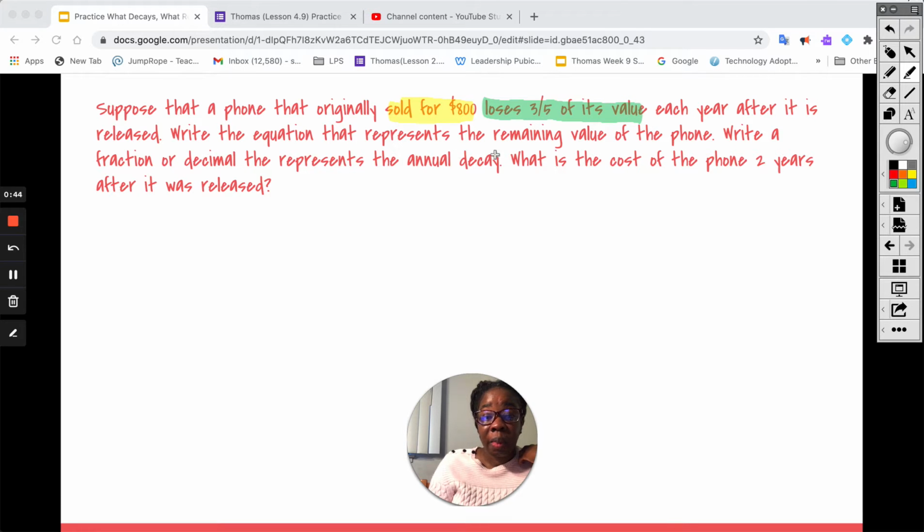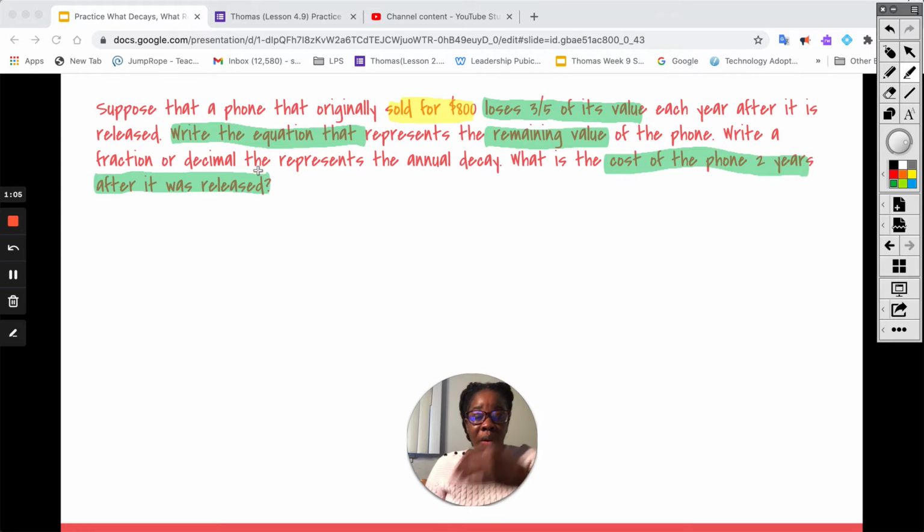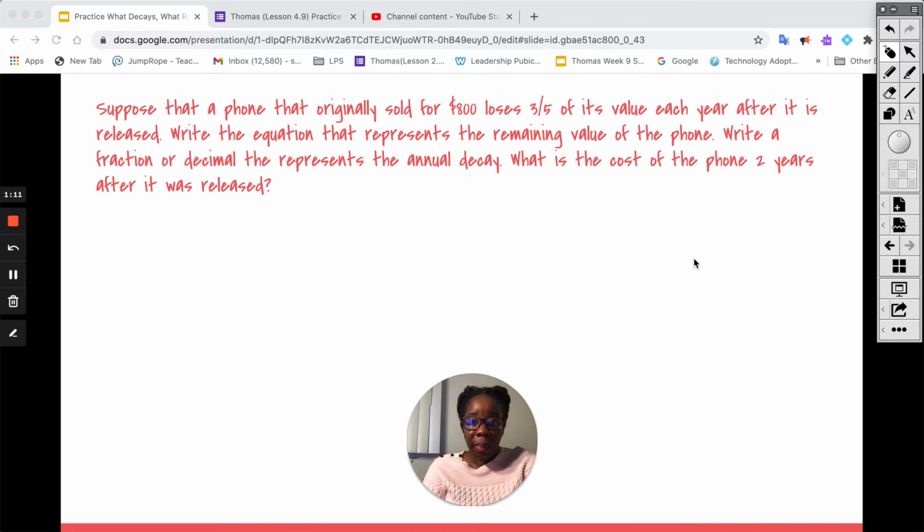All right. So as we think about this, they say they want the equation that represents the remaining value of the phone. And then we want the cost of the phone 2 years after it has been released. So that is what we want to focus on. All right. So as we do this, here we go.